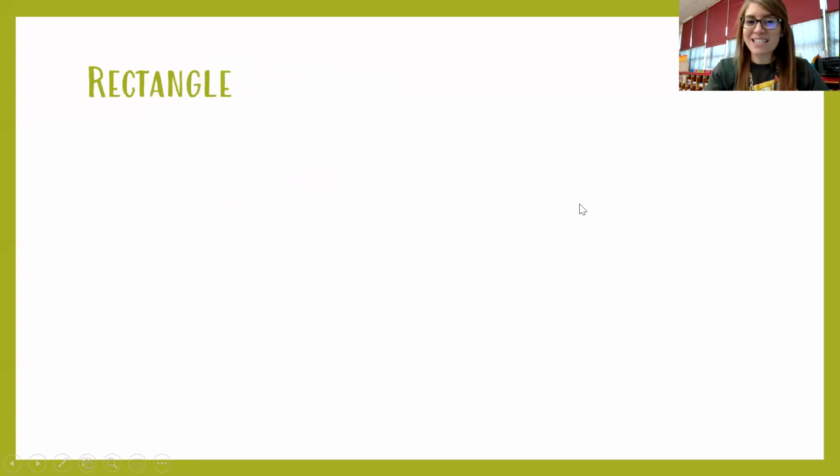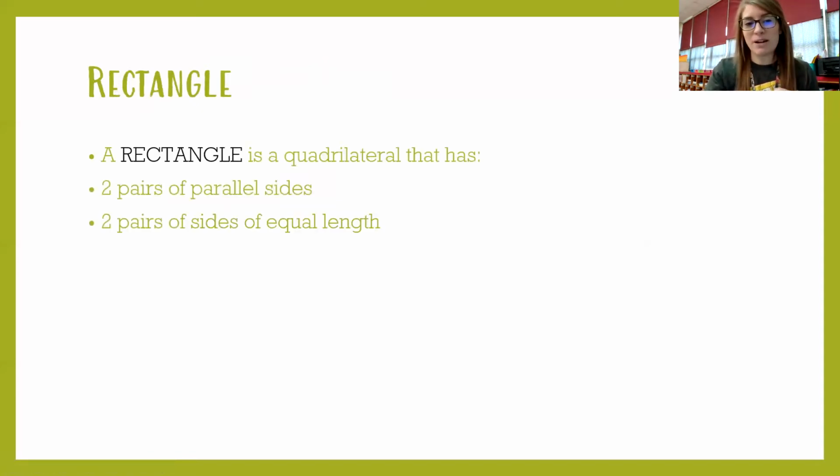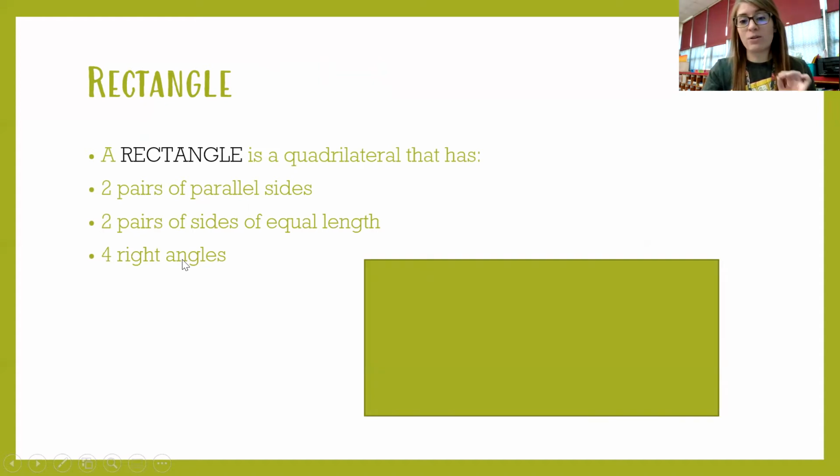And we've got a rectangle. We know what a rectangle is. It is a quadrilateral that has 2 pairs of parallel sides, 2 pairs of sides of equal length, and 4 right angles. So this is where the rectangle is different from the parallelogram. The parallelogram has both of these first 2 things, 2 pairs of parallel sides and 2 pairs of sides of equal length. However, it does not form 4 right angles like a rectangle does. So 1 pair of parallel sides, 2 pairs of parallel sides, 4 right angles.